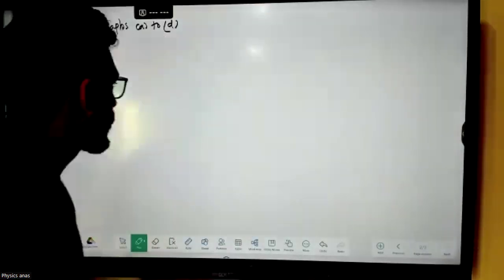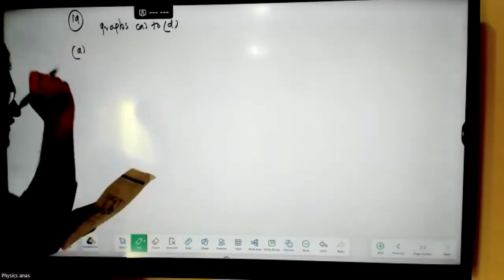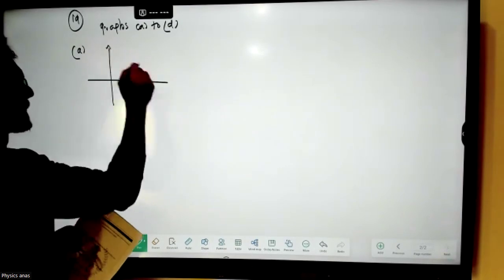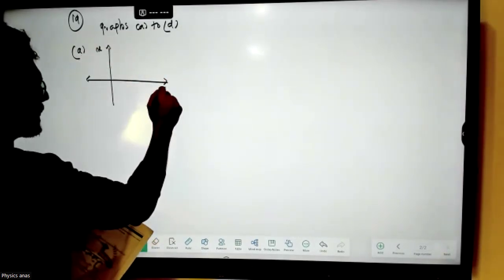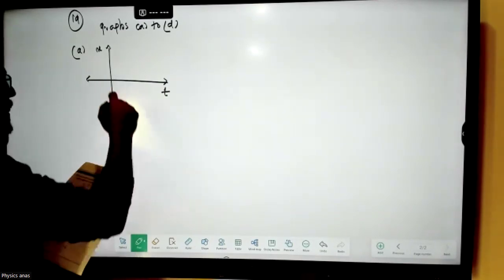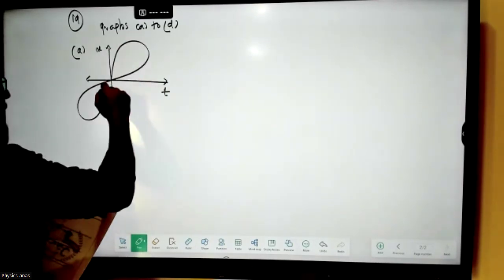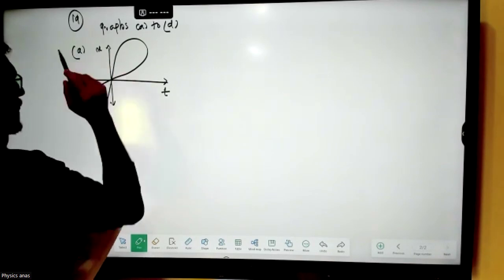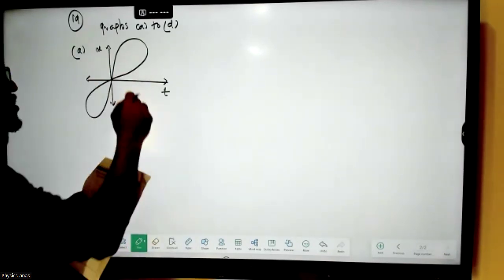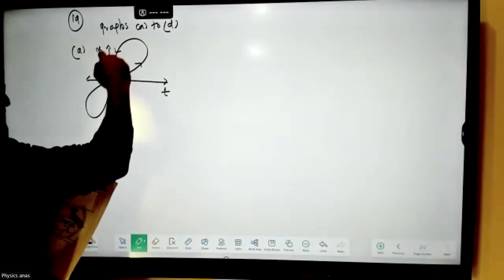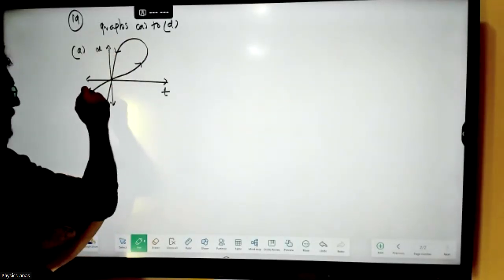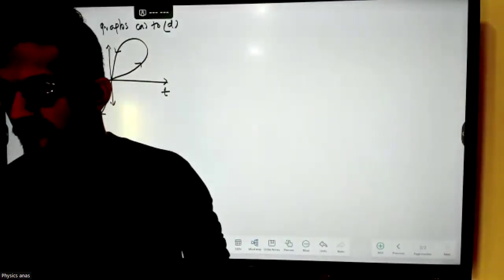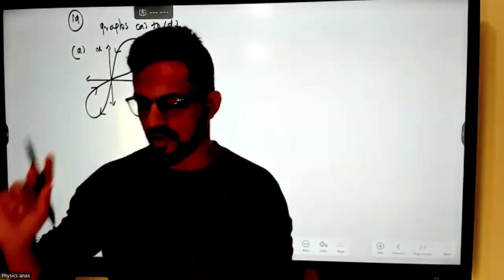There should be a graph in the question. I will give you the first graph. In the first graph, it is a position time graph. So x here, t here, and the graph is looking like this. This is the shape of the graph, and the direction of motion is shown like this. Tell me, for one-dimensional motion, is this graph possible or not?